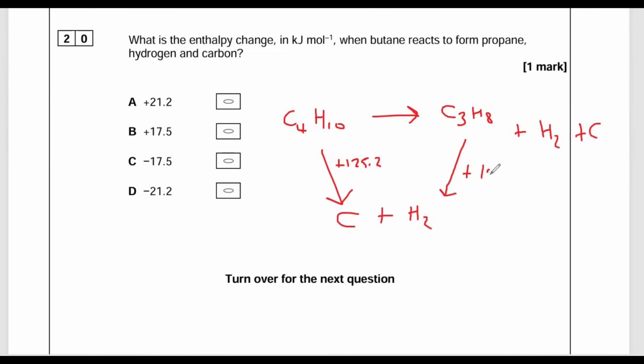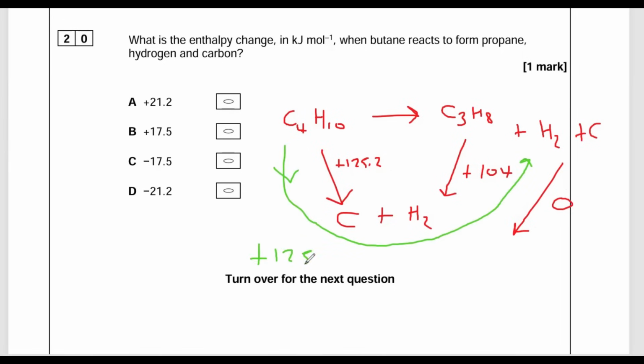And if I go from propane down, that's going to form plus 104. Hydrogen and carbon are in their elemental state, so we don't need to worry about that. They have 0 on the enthalpy change. I'm going to do the same thing, draw the arrow going around, and reverse it when the signs are against each other. And I'm going to reverse the 104 again because its sign is against.